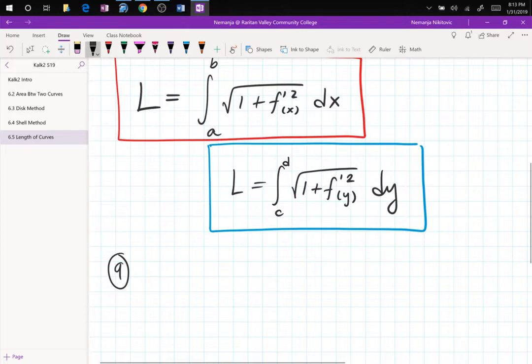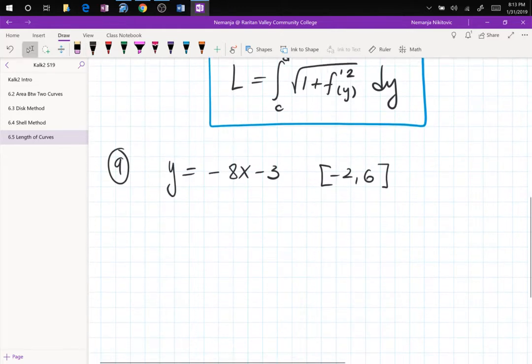Number 9 wants us to calculate the length of y equals negative 8x minus 3 on negative 2 to 6. And they say use calculus. Why would they say use calculus? Well, yeah, that too, but can you do this without calculus? Of course you can, right? This thing is a line between 2 and 6. It creates a triangle, and you can use Pythagoras to figure things out. All right, let's use calculus.